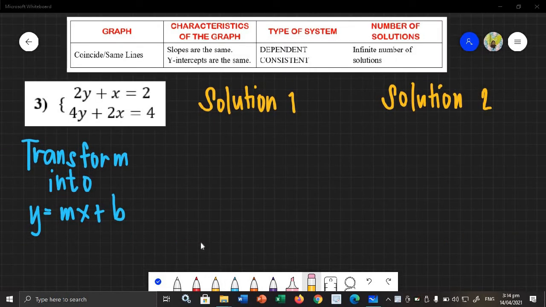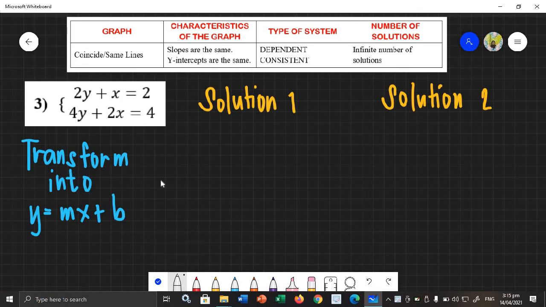We now have our last system of linear equation. So, i-prove natin daw na yung graph ng system of linear equation na to is nag-coincide or they have the same lines. Okay? So, ang condition is dapat yung slope and y-intercept ng linear equation dito sa given, they should be the same. Okay? So, again, transform natin each linear equation to the slope intercept form y equals mx plus b.